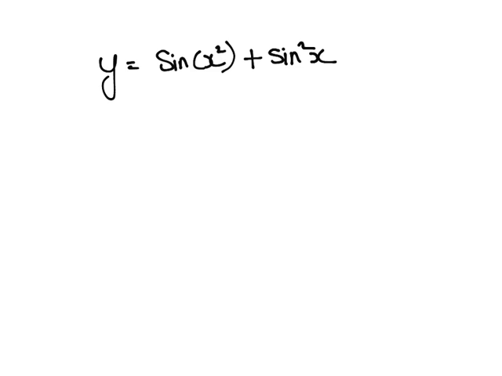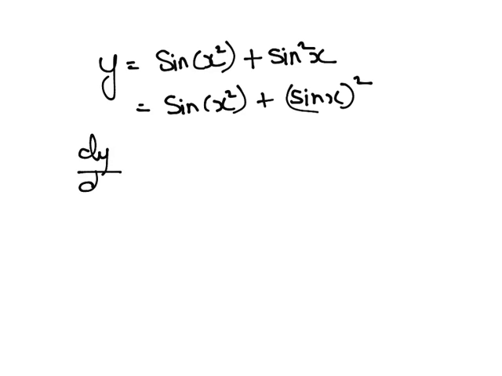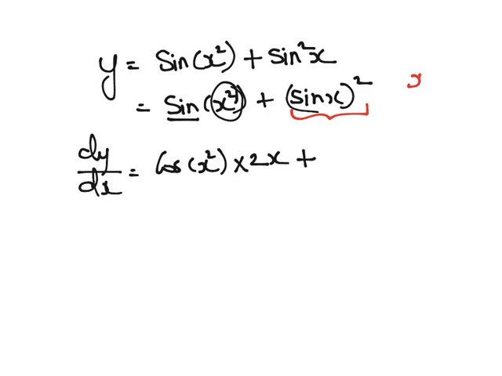Okay, so this is the next problem. y equal to sine of x squared plus sine squared x. I can write this as sine of x squared plus sine x the whole square. Okay, so let me find dy by dx. Now for the first one, for sine it is cos, so cos of x squared multiplied with the derivative of x squared, which is 2x. Plus, now this looks like x square, doesn't it? So the derivative of x square is 2x. So I get 2 sin x multiplied with the derivative of sin x, which is cos x. So this is the answer. Let us see one more problem.